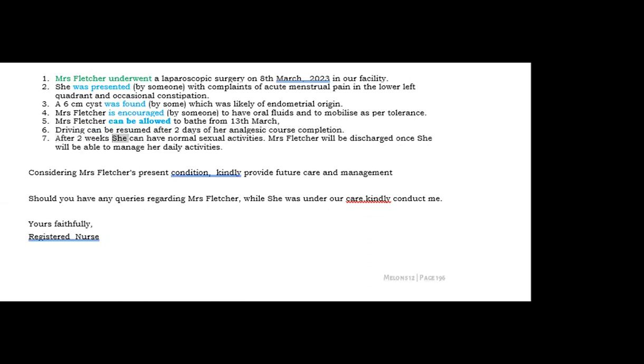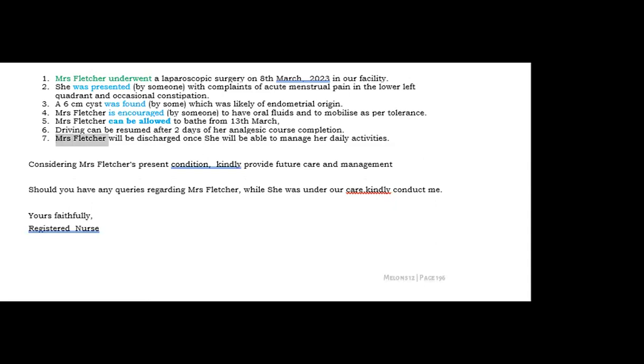After 2 weeks, she can have normal sexual activities. No, this doesn't have any passive voice or active voice. Mrs. Fletcher will be discharged. Yes, another one. Will be discharged. Is it passive or active? How do we know it is passive or active? Ed is here. Be is also here.